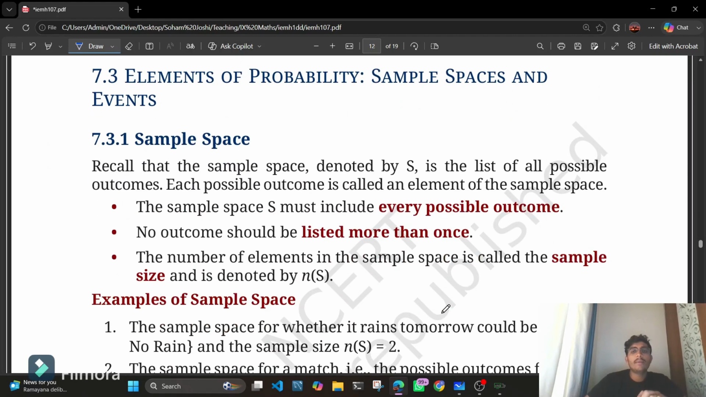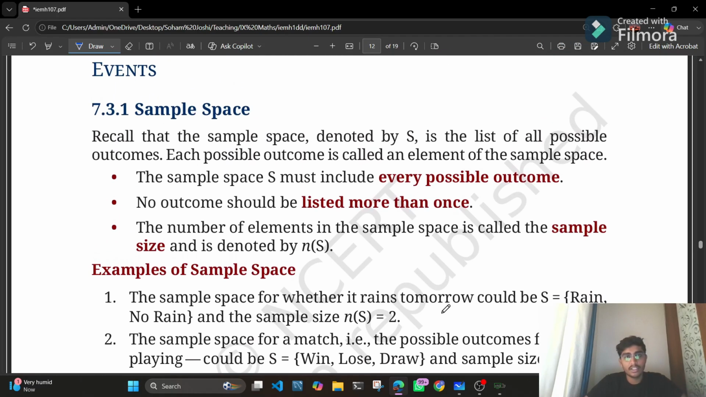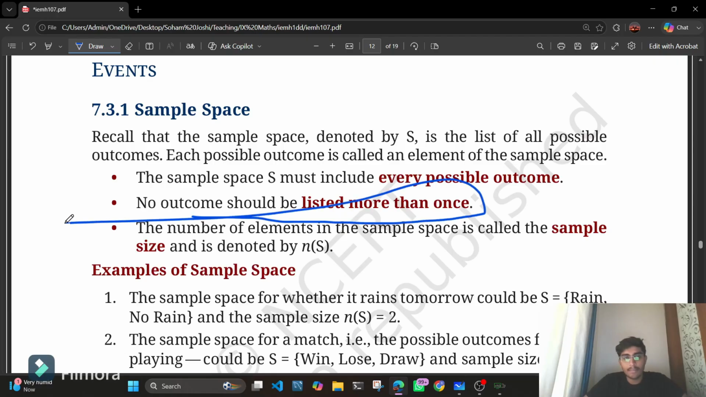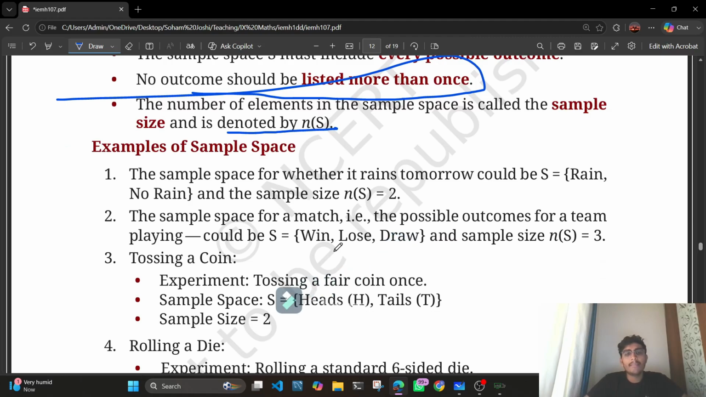Okay, elements of probability: sample spaces and events. So we need to focus on what a sample space is and what events are. Basically, the set of all possible outcomes is the sample space. No outcome should be listed more than once in a sample space. The sample space is denoted as S, and the number of elements in the sample space is denoted by n(S), small n of S. Examples: the sample space for whether it rains tomorrow could be S = {rain, no rain}, that is, yes or no. And the sample size is two because we have two elements, right?